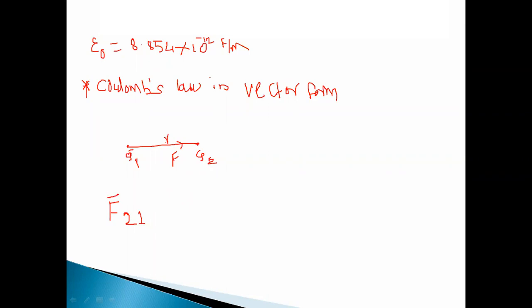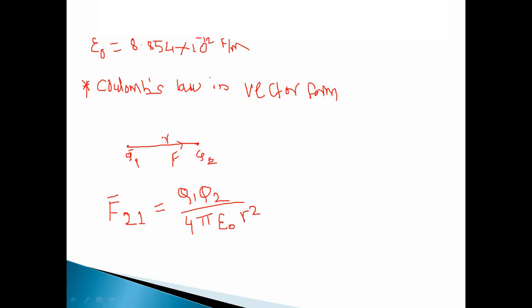This force is a vector quantity, therefore it is given by F bar. F bar 2 1 is equal to, again, the product of the magnitudes of the two charges divided by 4 pi epsilon 0, which is a constant, into r square.